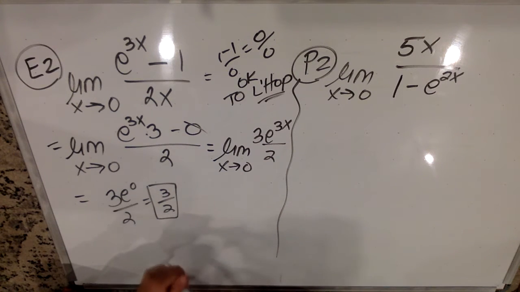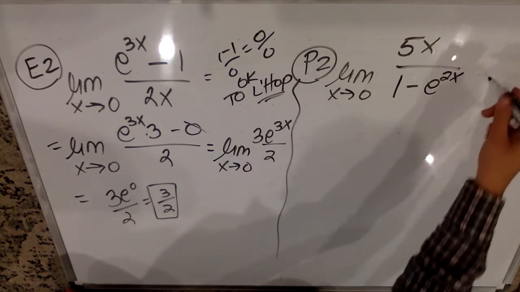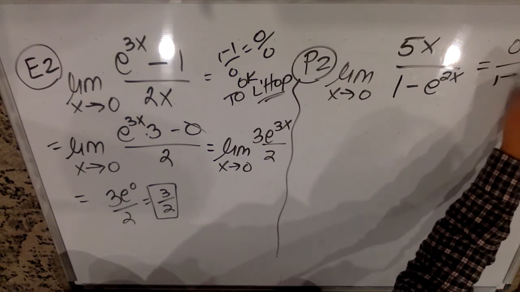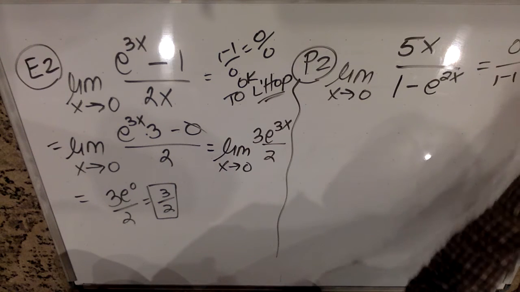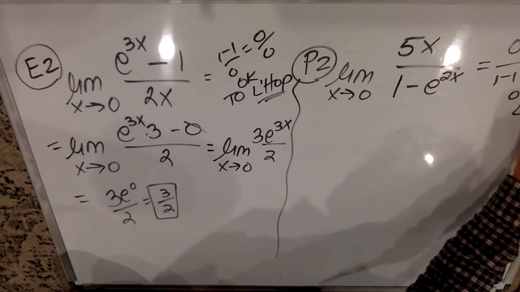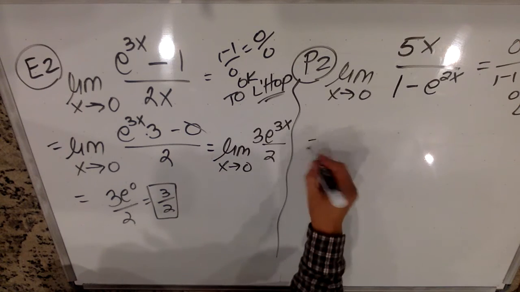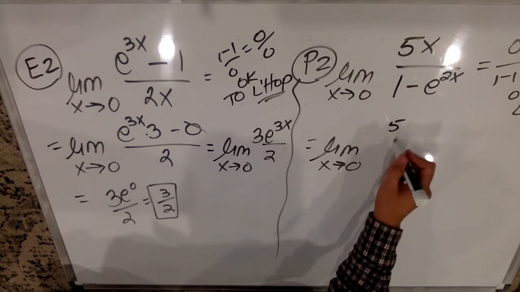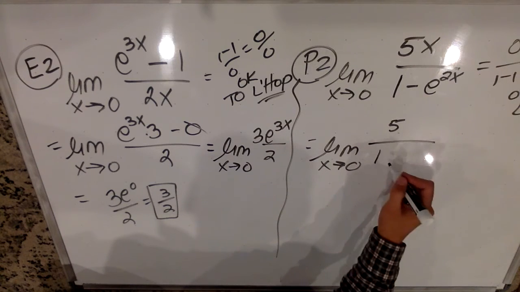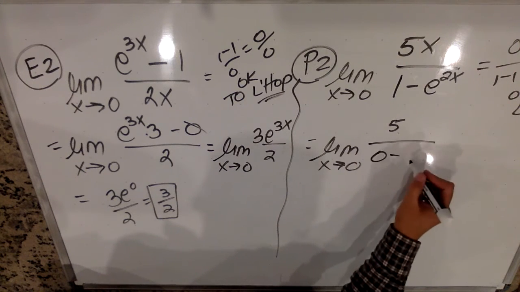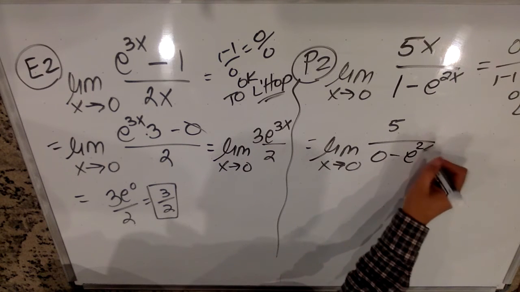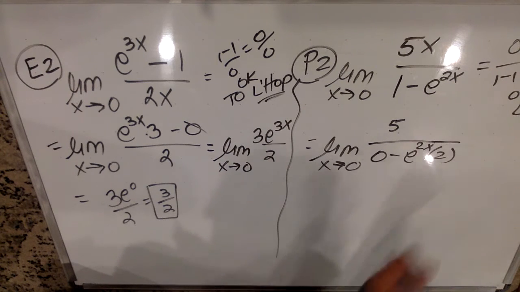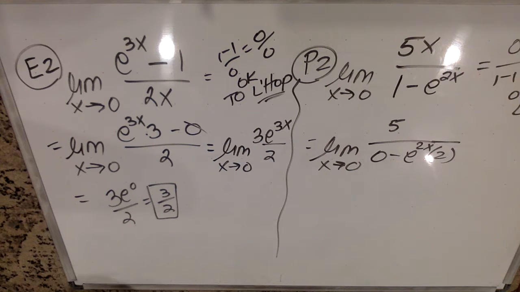Now you can try P2 by yourself if you want by just pausing me, and otherwise I'm going to go ahead and do it. So again, when I plug in, I get a 0 on top of a 1 minus 1, which is totally 0 over 0, so I'm okay to do L'Hopital's, right? So I'm going to get that this is the limit as x approaches 0 of 5 on top of 0 minus the derivative of e to the 2x, which is e to the 2x times 2, right? It's a chain rule again, right?